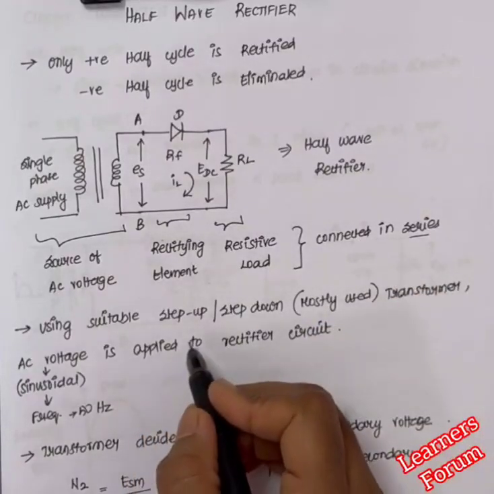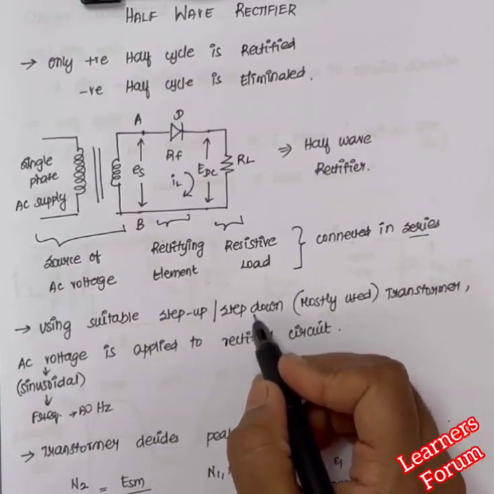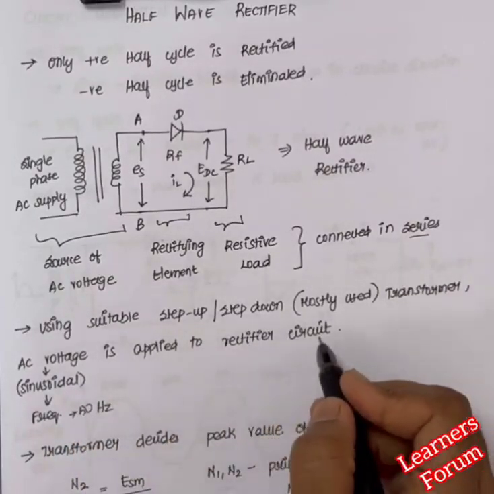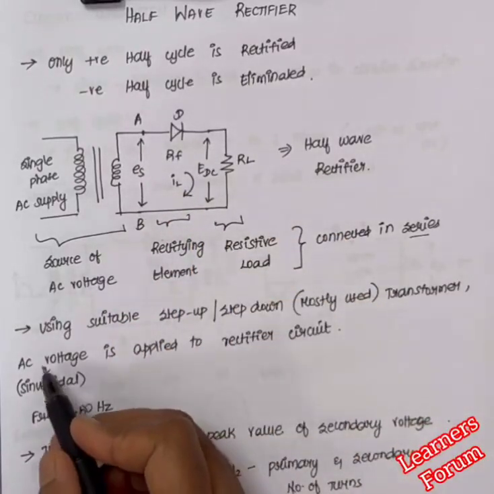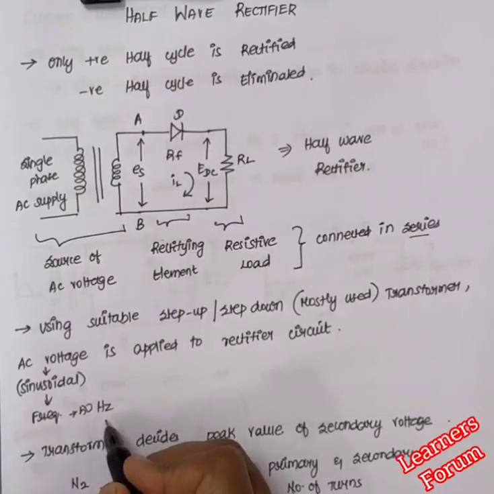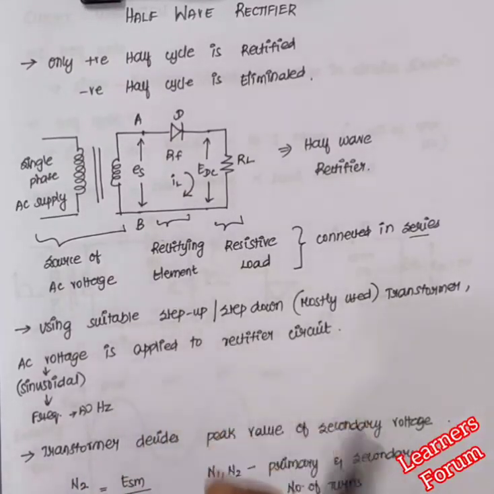Using a suitable step up or step down transformer, like I said before, mostly step down will be used. Here the AC voltage is applied to the rectifier circuit. So this half will be the rectifier circuit, and the applied AC voltage will be sinusoidal with a frequency of 50 Hz over here. So this is the basic construction of a half wave rectifier.